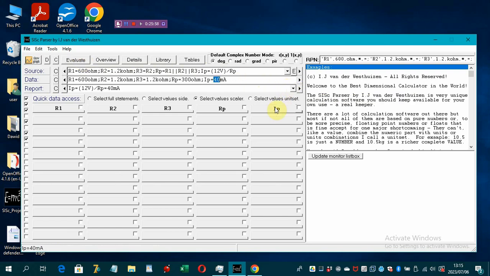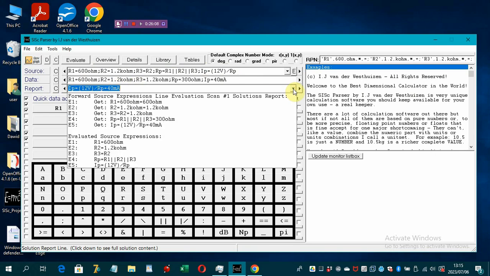Ip is equal to 40 milliamp. There you can see it. Ip is 12 volt over Rp is equal to 40 milliamp. Let's drop it down so you can see the complete solution. Pause it and study it.